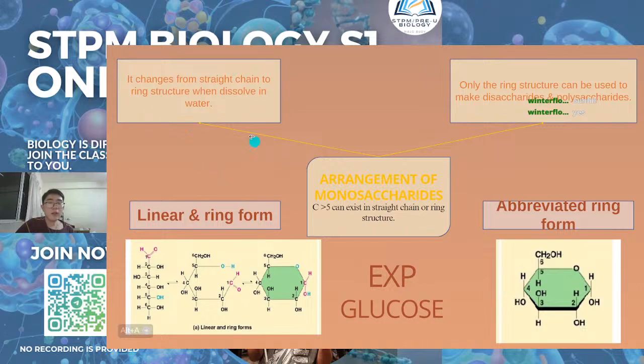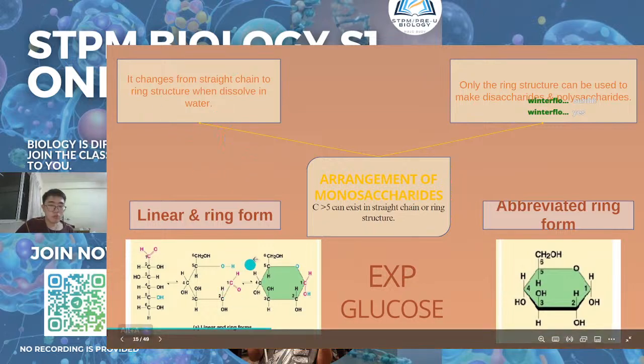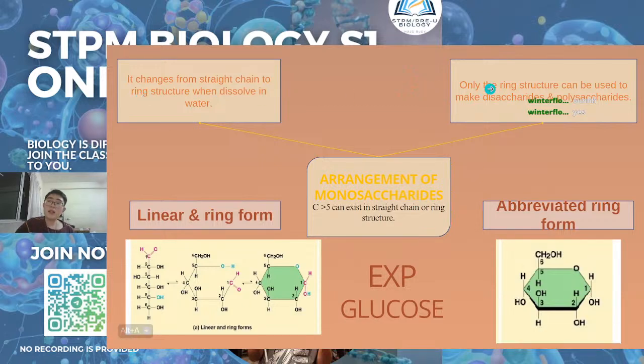So normally when a monosaccharide like glucose is dissolved in water, it will form a ring structure. Only the ring structure can be used to make disaccharides and polysaccharides. So if you want to form disaccharides and polysaccharides, it needs to dissolve in water. When monosaccharides like glucose, fructose, and pentose do not dissolve in water, they cannot form a ring structure, and with no ring structure, they cannot form disaccharides and polysaccharides.